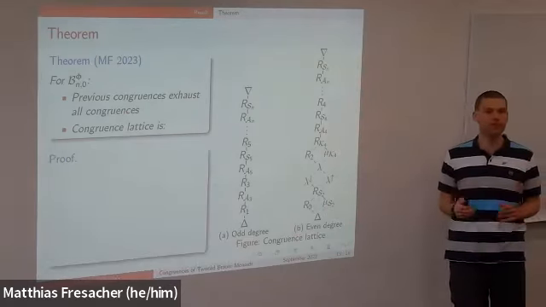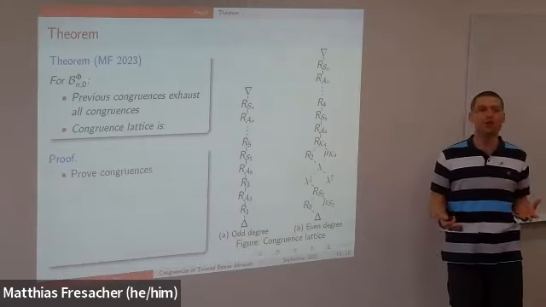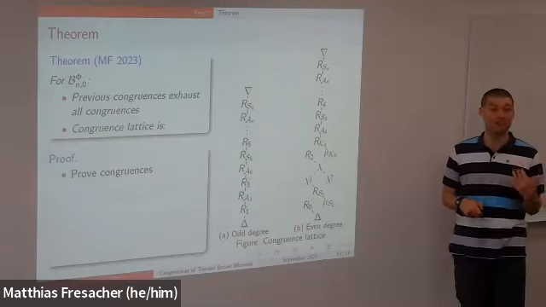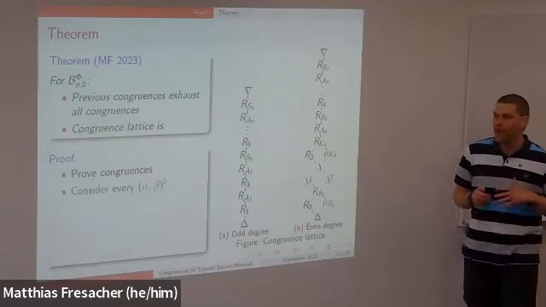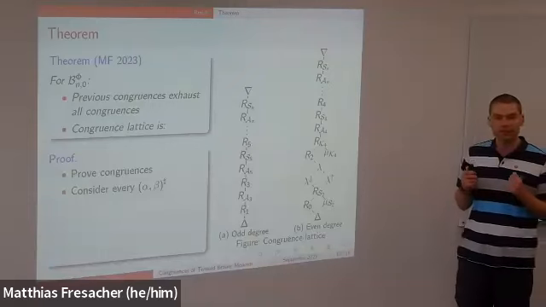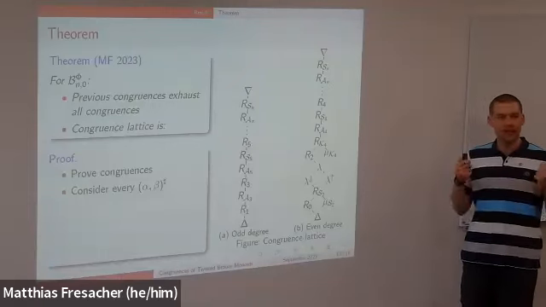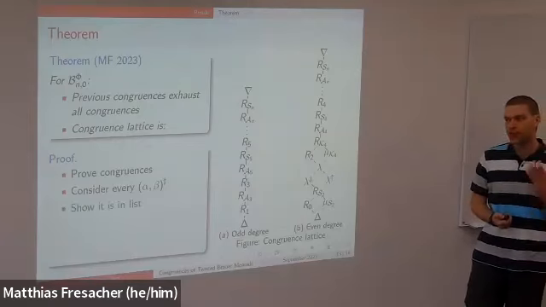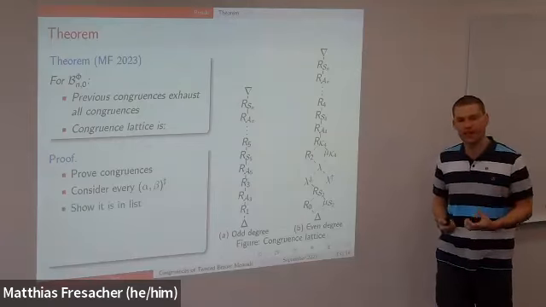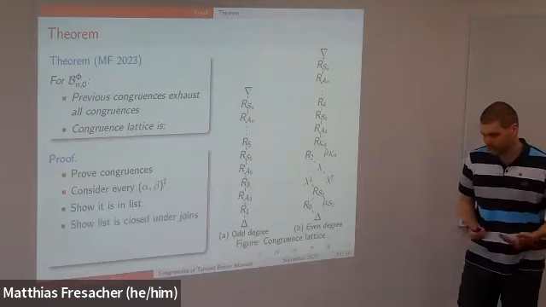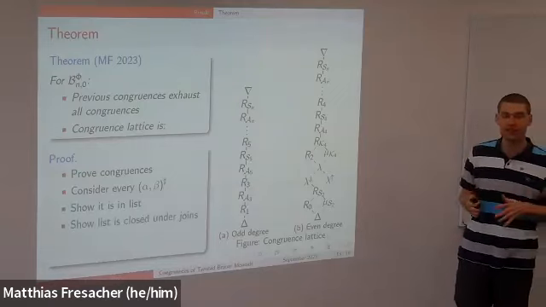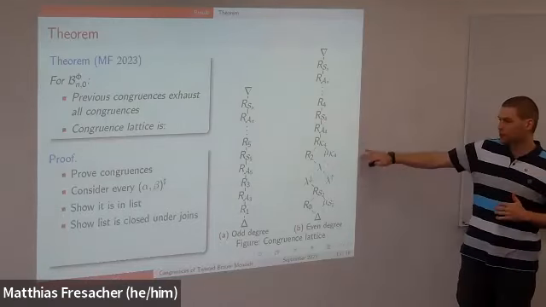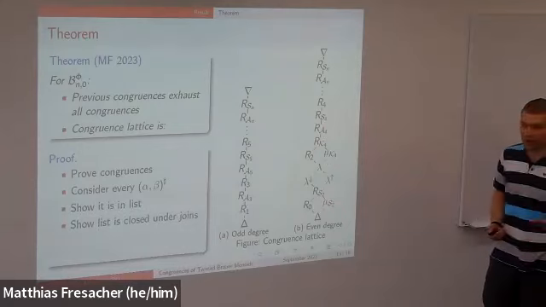In terms of a proof for this theorem, step one is to obviously show that all these congruences that I say are congruences are in fact congruences. Then I need to consider every single pair of alpha and beta and look at the principal congruence generated from those. I need to show that that principal congruence is contained in my list. I then need to show that this list is closed under joins, which for odd degree is trivial, and even for even degree is pretty straightforward.